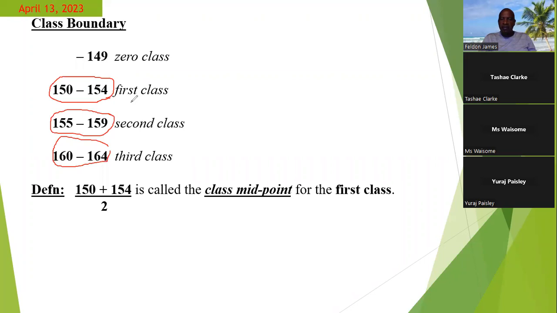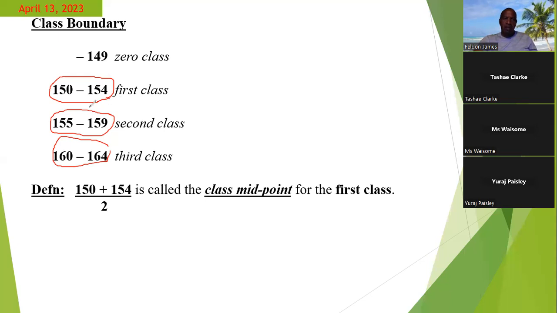Like if you have 2 neighbors, you have one boundary on one side of your property that bounds off one neighbor, the other boundary on the other side that bounds off the other neighbor, right? And that's why we talk about the lower class boundary and the upper class boundary. Follow what I'm saying, Mr. Paisley? Yes, sir. All right, so for the first class, where you have the 154, whatever boundary you have between that and the second class, that would be the upper class boundary for the first class. You agree?